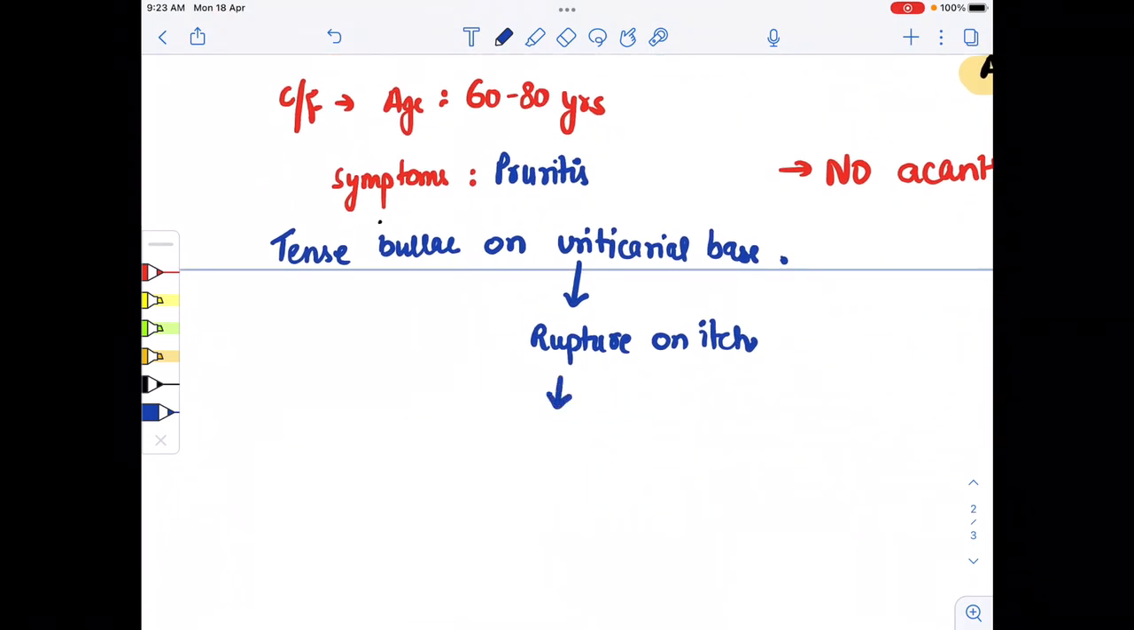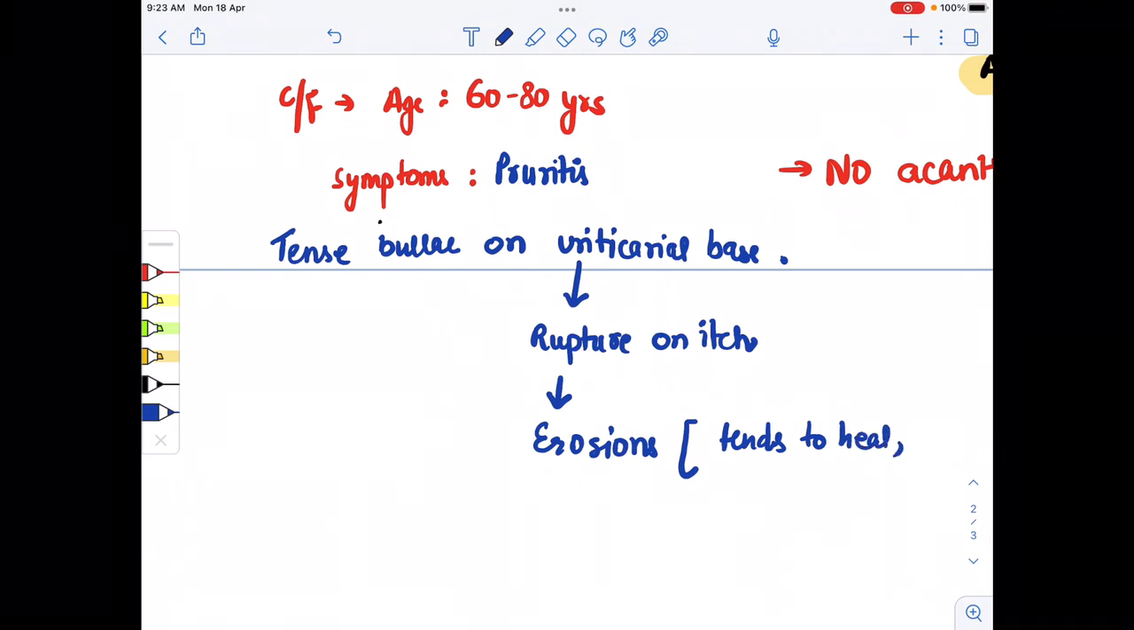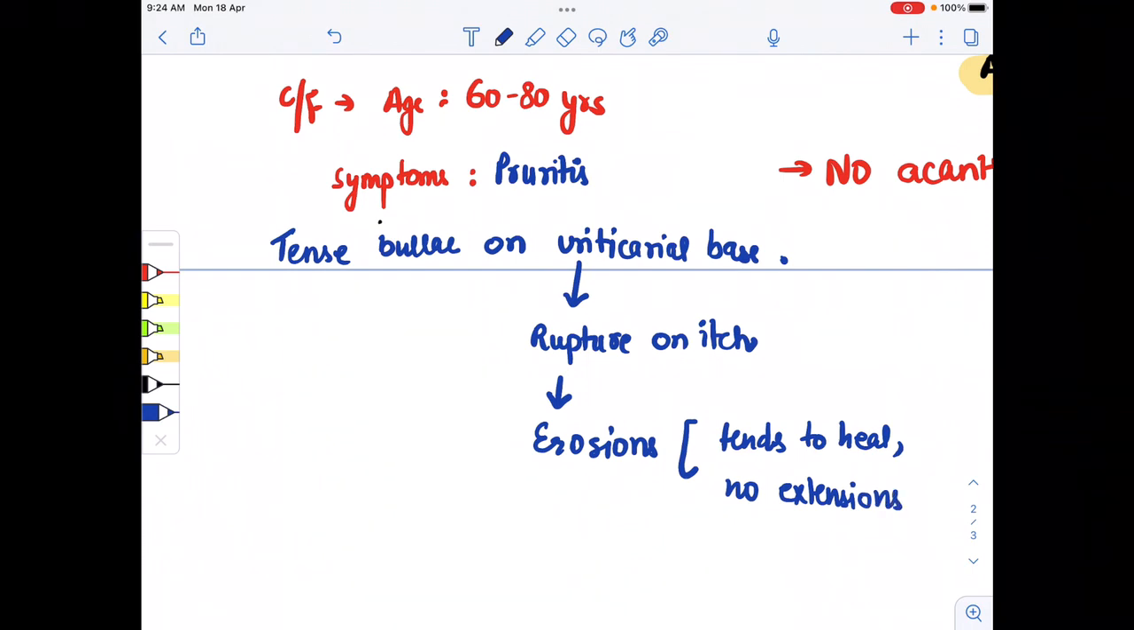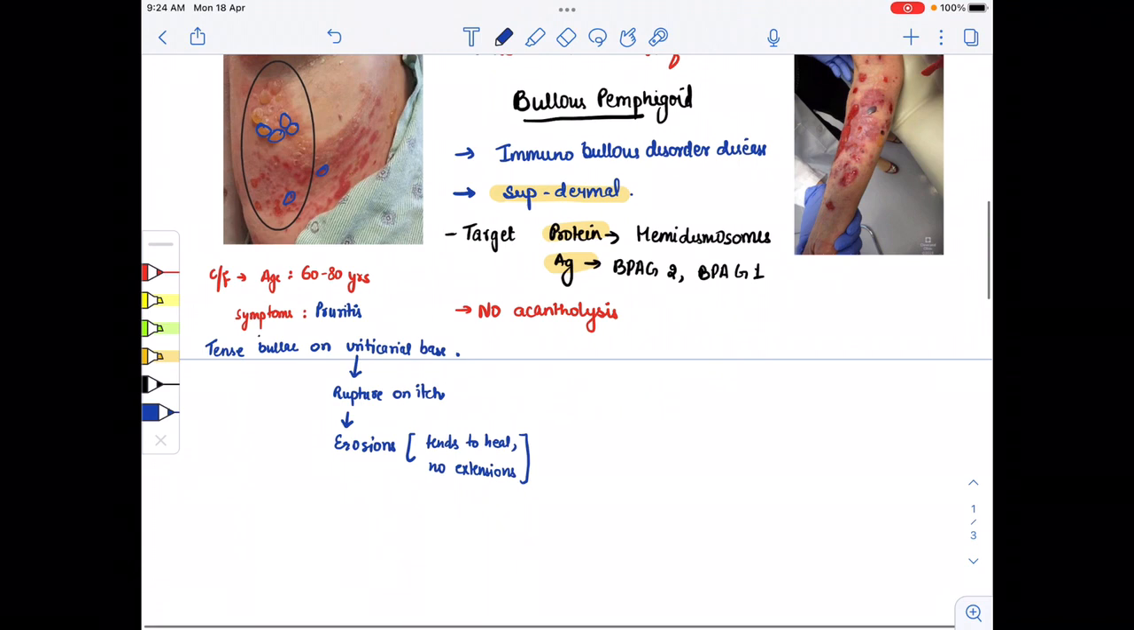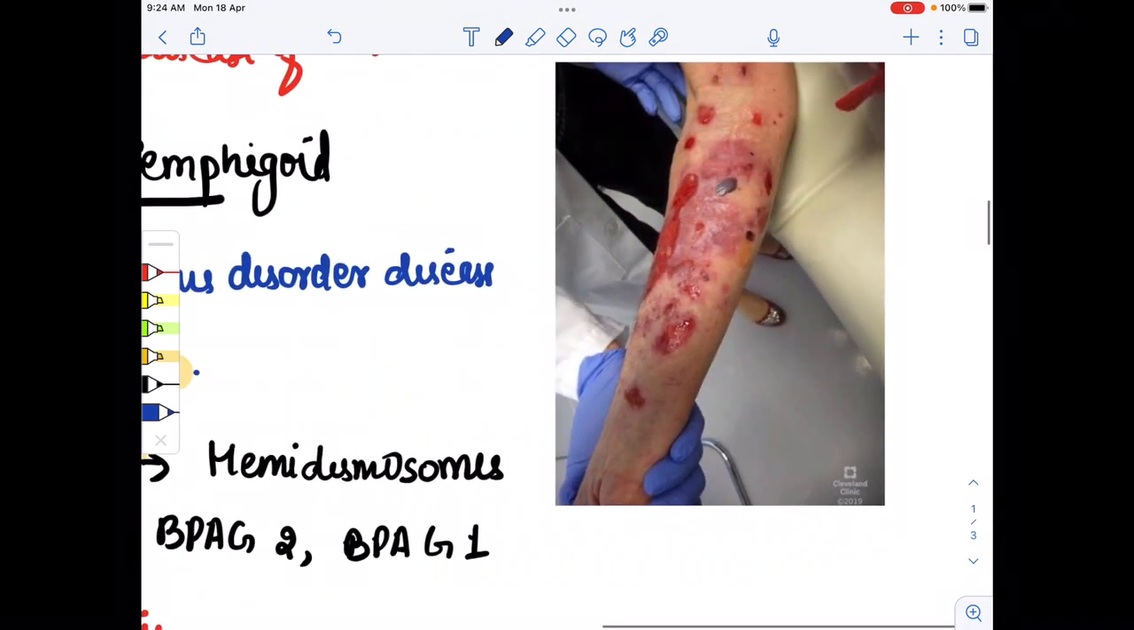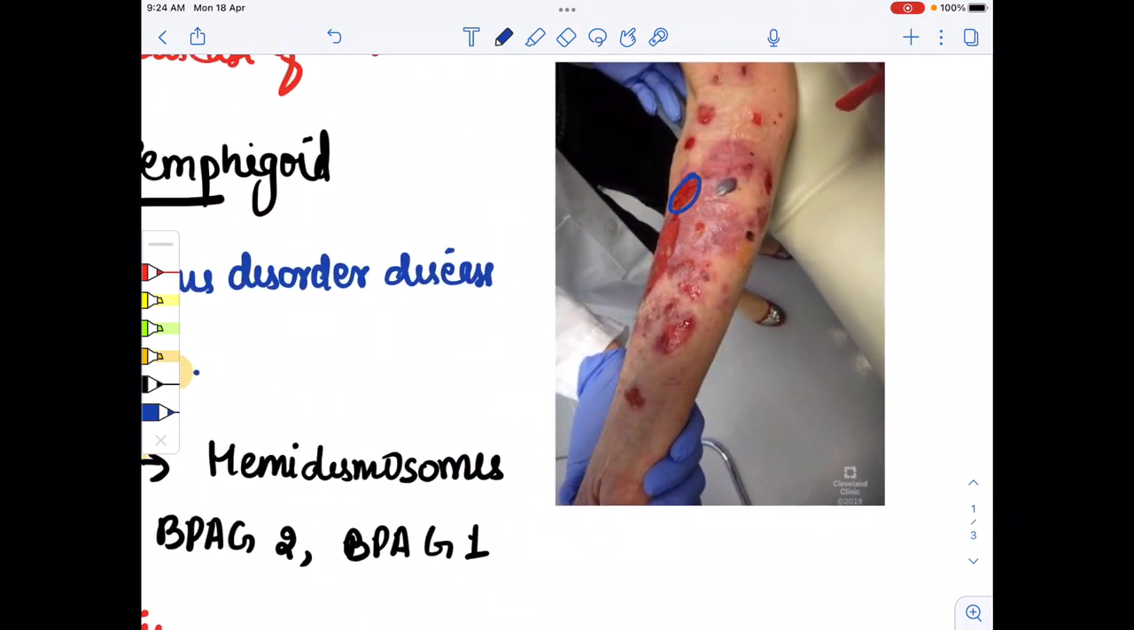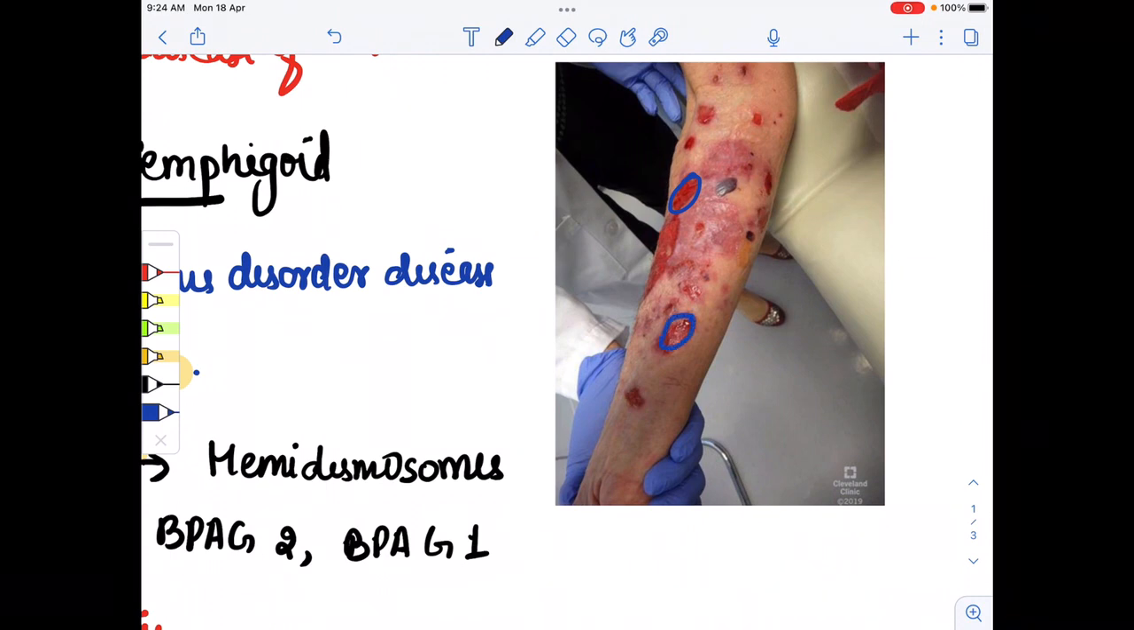Erosions will be formed, and these erosions have a tendency to heal. So they tend to heal, and there is no extension of these erosions. Please remember that there is no extension. In this image also we can see that the base is red and bulla is there, and when itching starts, it means that it is going to rupture, and it is not going to extend.